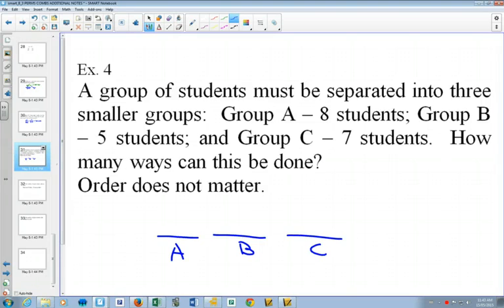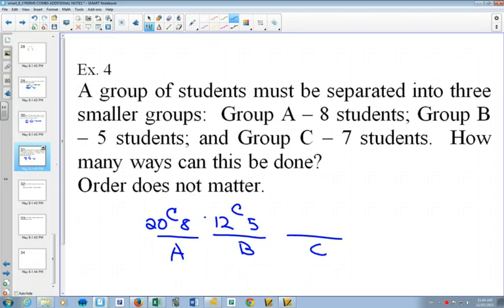How many ways can you choose 8 students to be in Group A? 20 choose 8. Because there's 20 in total, this means everybody has a possibility of being in Group A. Does that make sense? There's 20 students in total, and you choose 8 of them. Now, Group B will not be 20 choose 5. Why not? Because you already chose 8 to be in Group A. So there's 12 left. Now you choose 5.